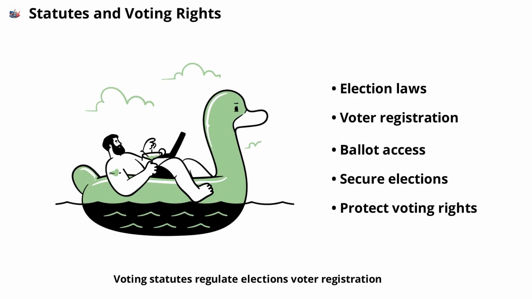Voting statutes regulate elections, voter registration, and ballot access. State election boards enforce these laws, ensuring fair and secure elections. Voting statutes protect the integrity of the democratic process and guarantee every eligible citizen the right to vote.